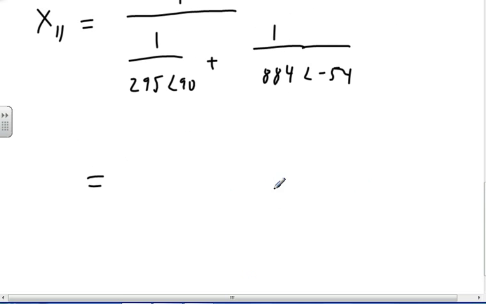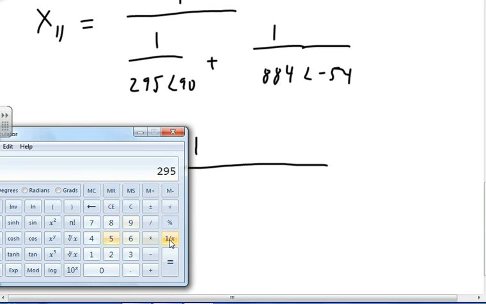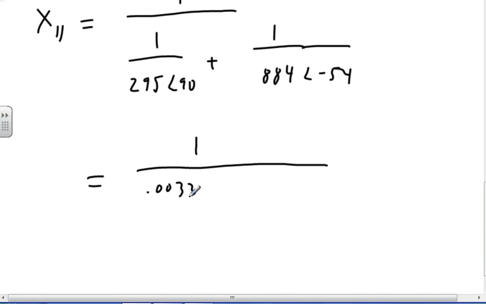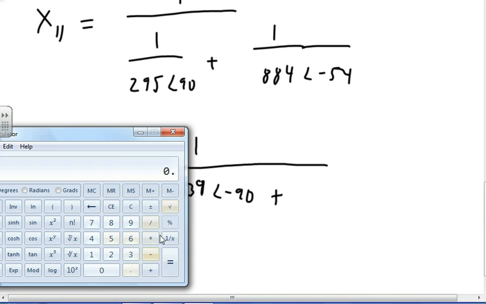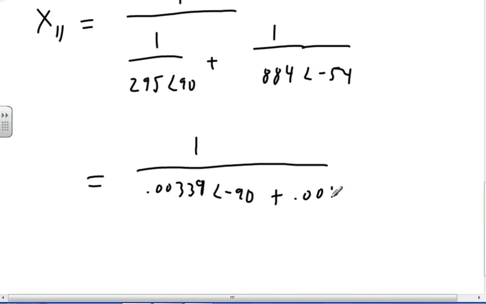In the parallel path, 1 over 295 is 0.00339, angle minus 90, plus 1 over 884, which is 0.00113, angle positive 54.